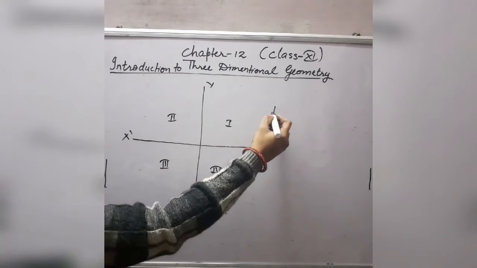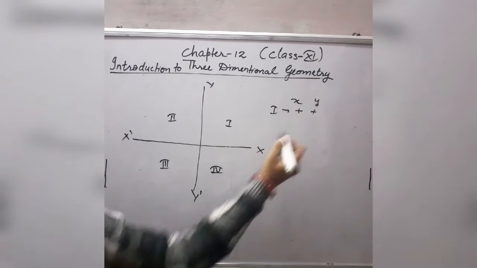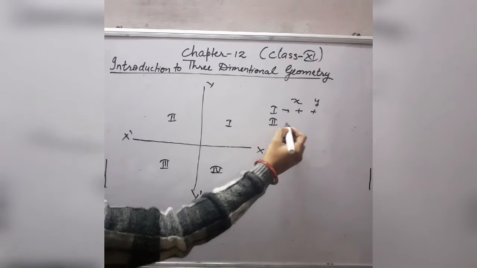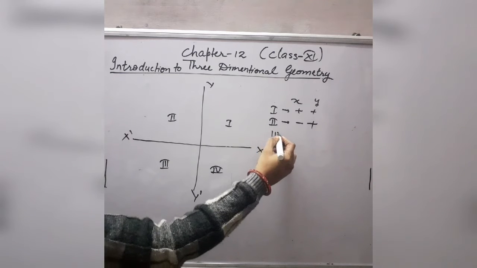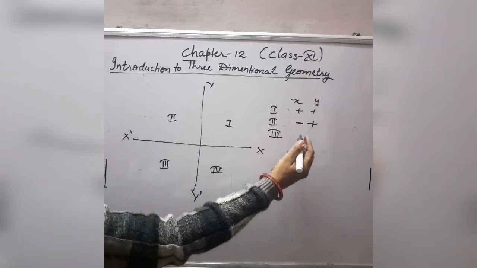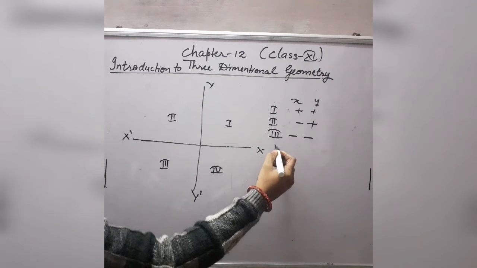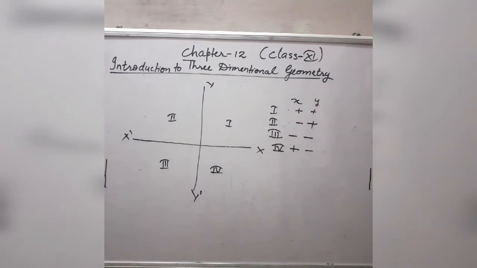In the first quadrant, x and y variables are both positive. In the second quadrant, x is negative and y is positive. In the third quadrant, x and y are both negative. In the fourth quadrant, x is positive and y is negative. These are the signs of the x and y variables in the two-dimensional plane.